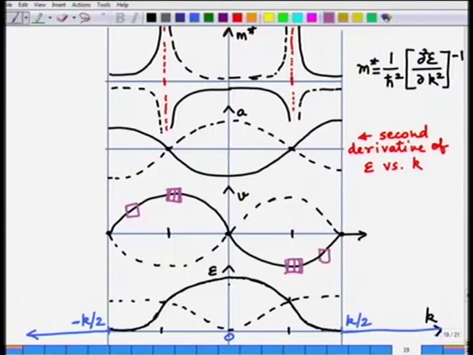Recall that, now notice what happened. If you look at this solid curve, E versus K, remember I was showing you in this case 3 dots here.